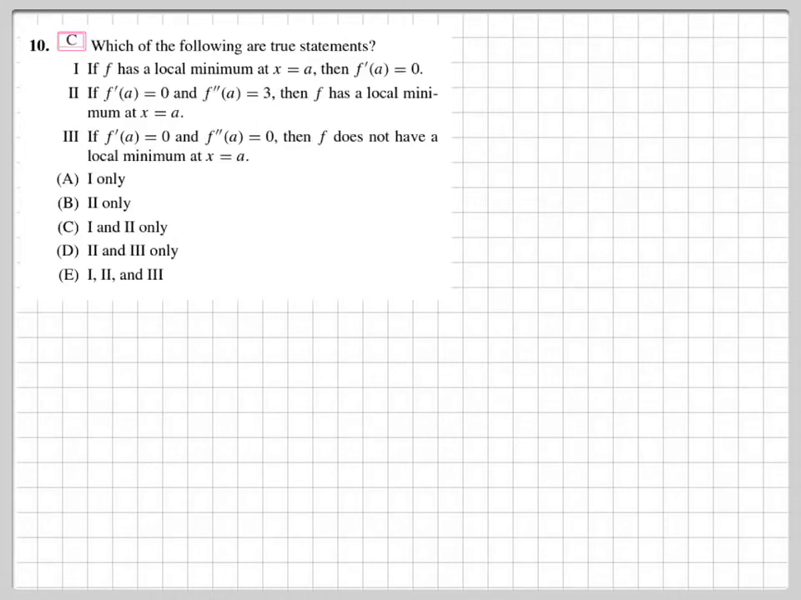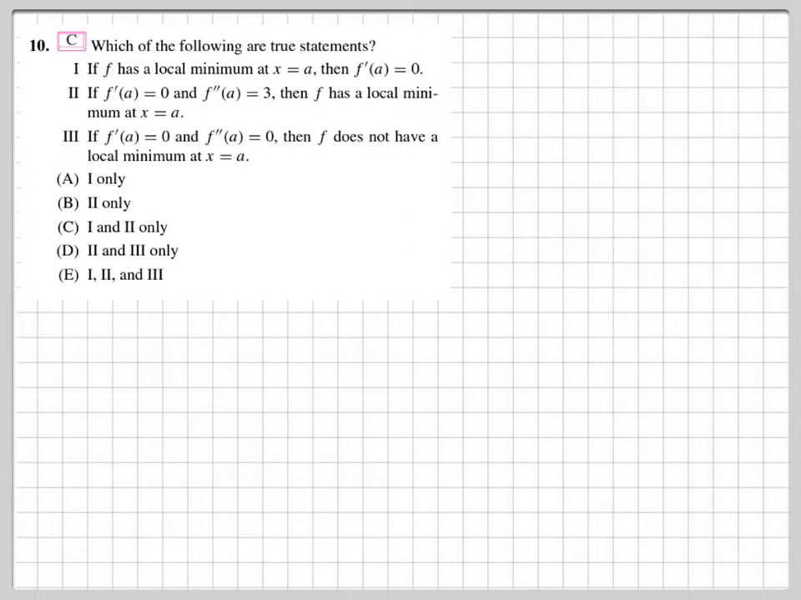All right, number 10. Which of the following statements are true? Okay, so we got to look at each of these one at a time. The first one says if f has a local minimum at a, then f prime of a equals 0. That is not always true.